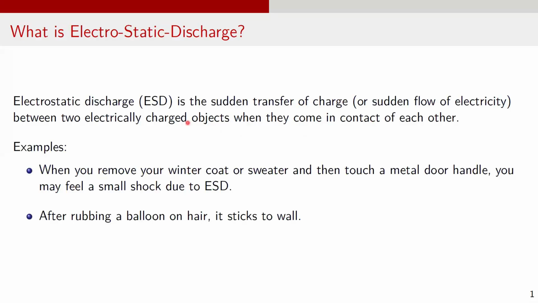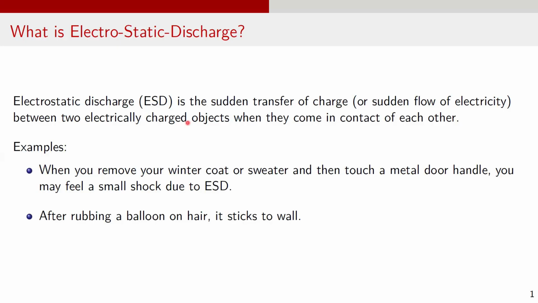So let's get started. First, what is an electrostatic discharge event? As a simple definition, electrostatic discharge is a sudden transfer of electric charge between two objects which are at different electrical potentials when they come into contact. Let's break down how this phenomenon occurs.